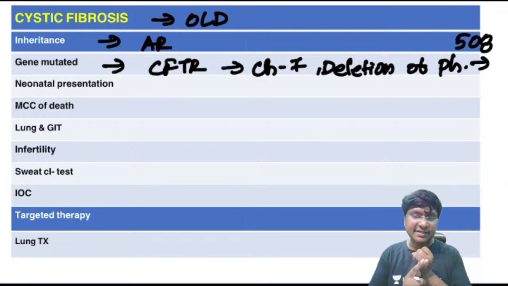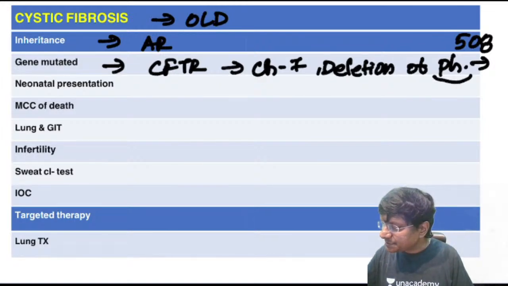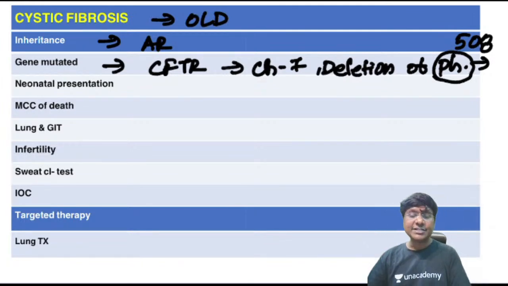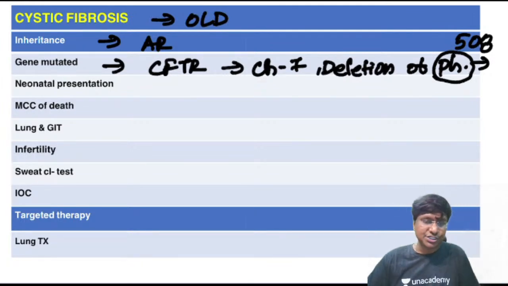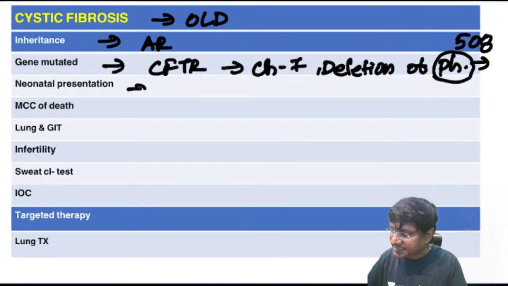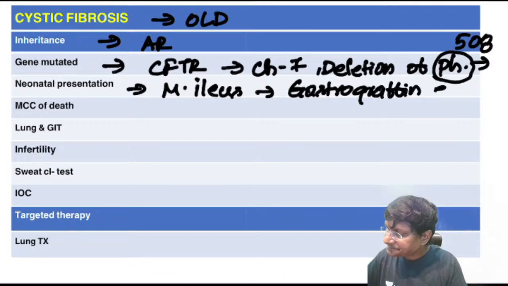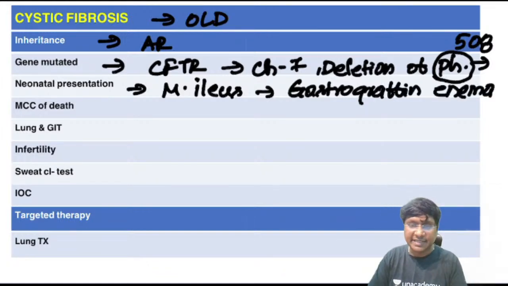Everyone is aware of the CFTR gene, chromosome 7, and the 508 position, but in the recent INI-CET exam the amino acid has been asked, that is phenylalanine, deletion of phenylalanine at the 508 position. Okay, so then what will be the neonatal presentation? The neonatal presentation in cystic fibrosis will be in the form of meconium ileus. And how do you treat this meconium ileus? You have to give a gastrografin enema, right? Then what is the most common cause of death in patients with cystic fibrosis?